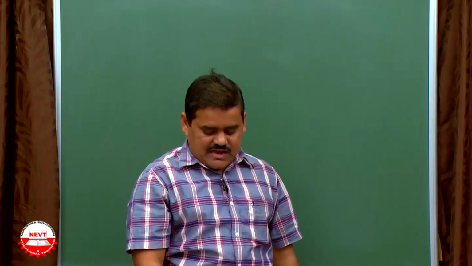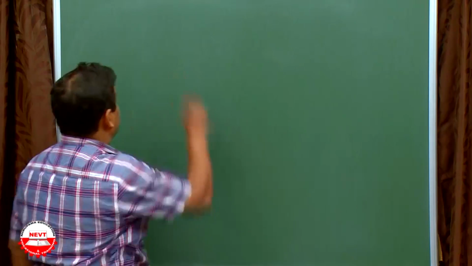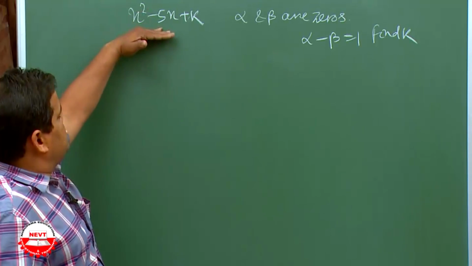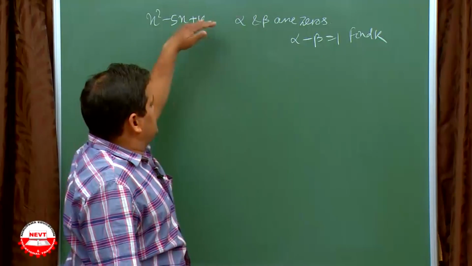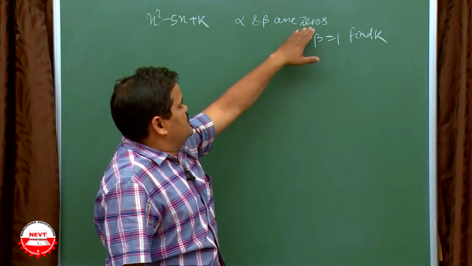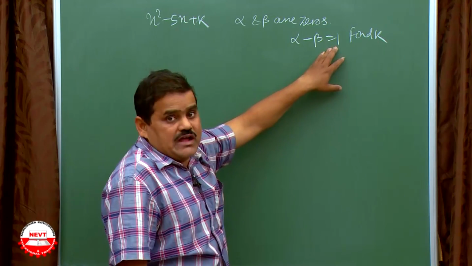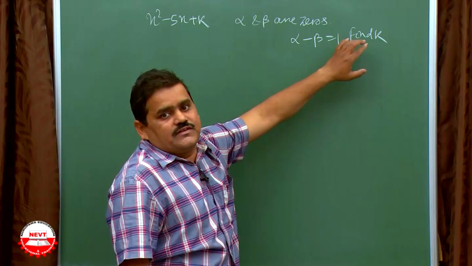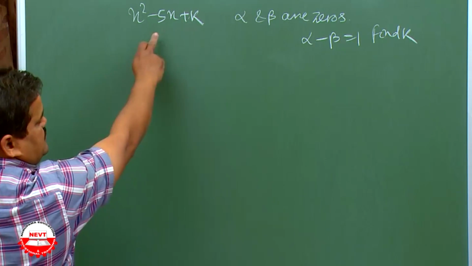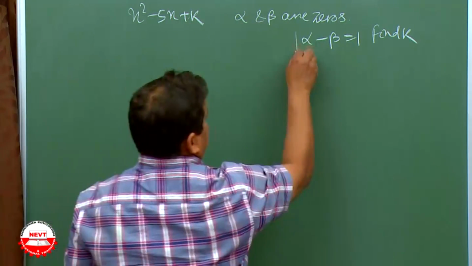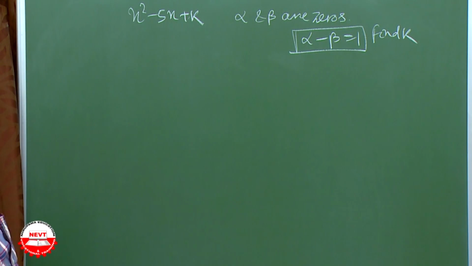If alpha beta are the zeros of the polynomial x square minus 5x plus k, this is one polynomial in which alpha beta are two zeros, and alpha minus beta is already given as 1. Then find the value of k. Okay? So in this equation, alpha beta are two zeros and one data is given, alpha minus beta is equal to 1. So how to find the values?